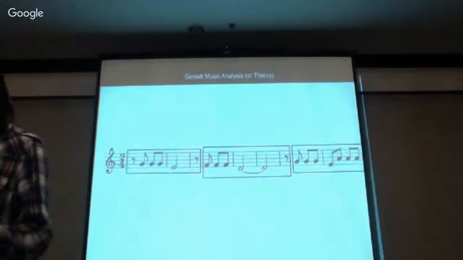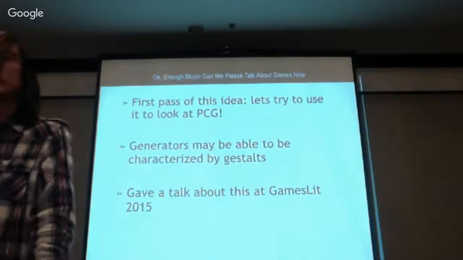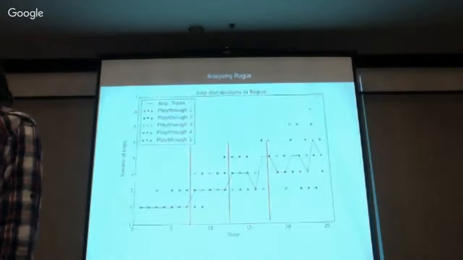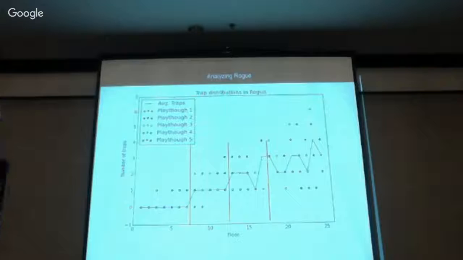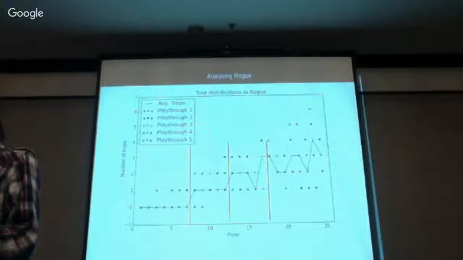My first pass at this was, all right, let's try to characterize PCG generators with Gestalt. This is a talk I gave at Gameslit, so I'm not going to reprise very much of it here. But essentially, I found an old version of Rogue, found its level generation code, rewrote that code in Python, and had it generate a bunch of levels and track the various parameters through them. The one I have shown is trap distributions. We can see there's an entirely different Gestalt at, what is that, level 7 or 8 of the dungeon, where the players encounter their first trap.